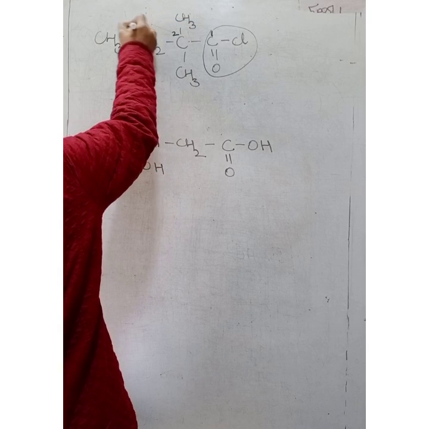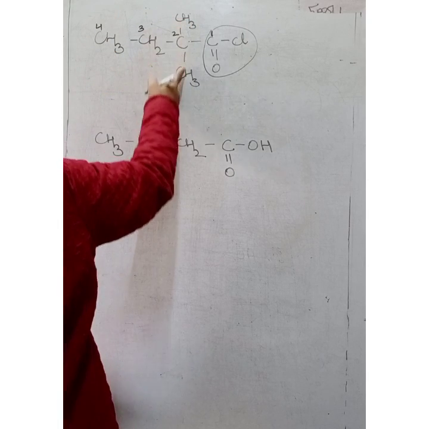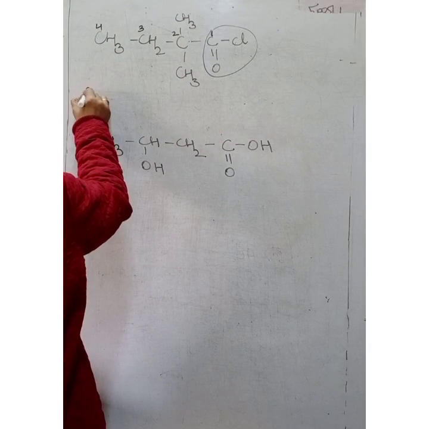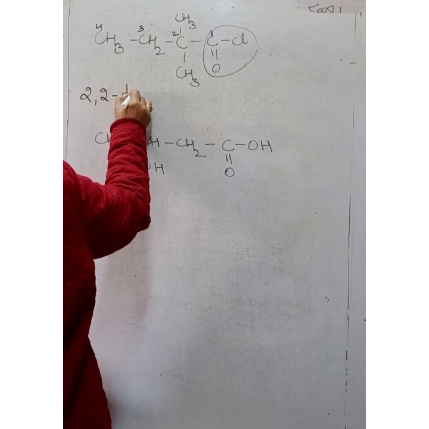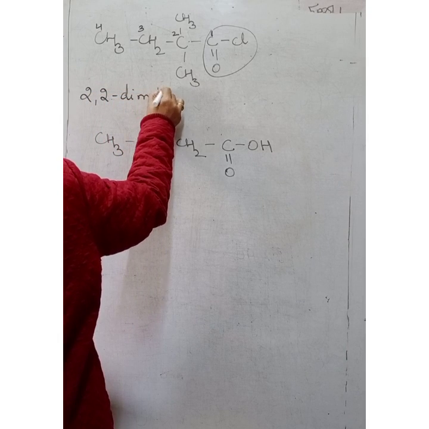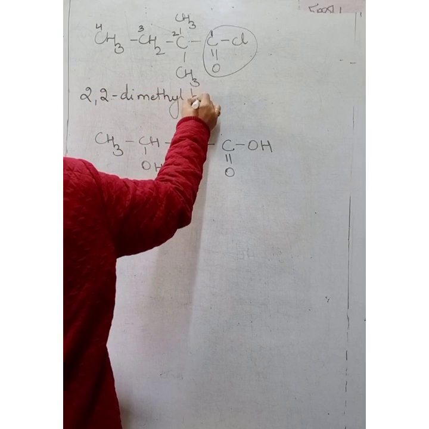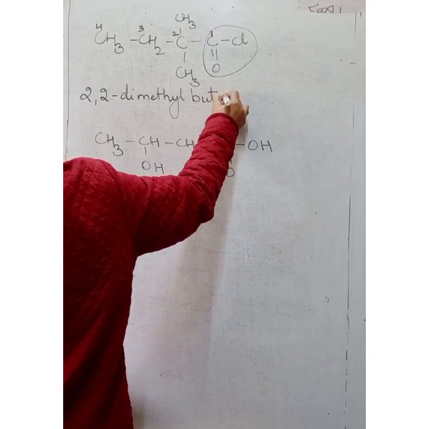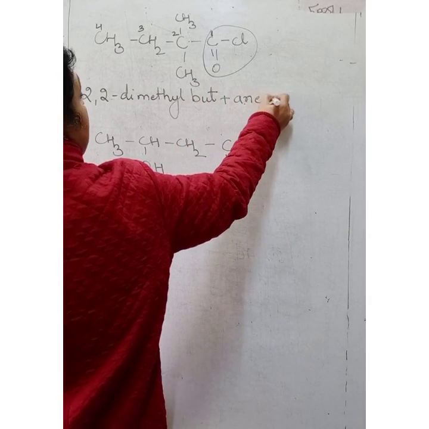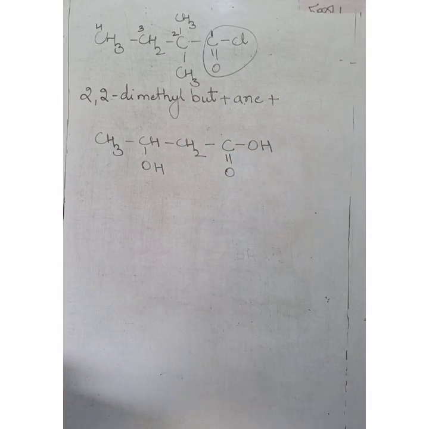So, 1, 2, 3 and 4. At the second position we have two substituents, two methyl groups, so dimethyl will come: 2,2-dimethyl. But is your word root, plus ane is your primary suffix because a single bond is present between carbon atoms. And for this acyl halide, the halide present is chloride. So we will be using a secondary suffix oyl chloride.